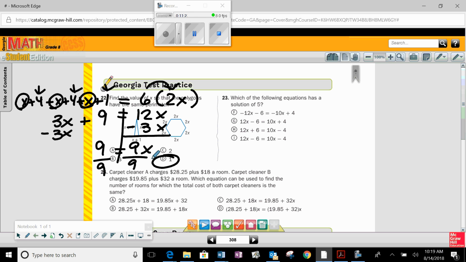Okay, go ahead and solve all of the odd problems on page 307 and 308.